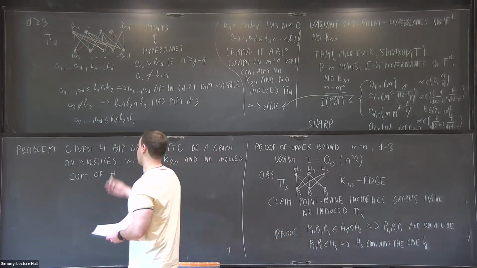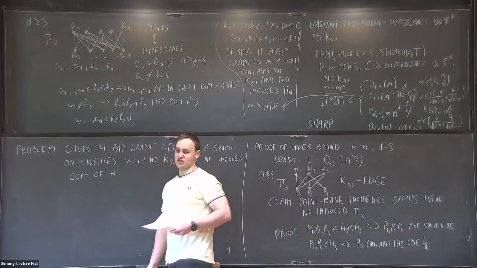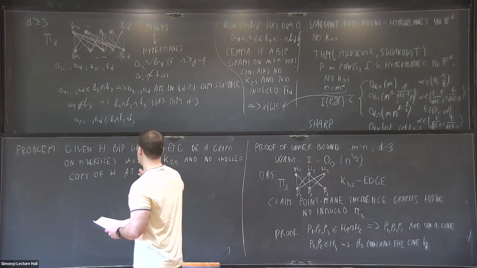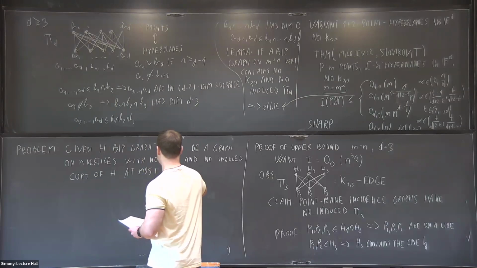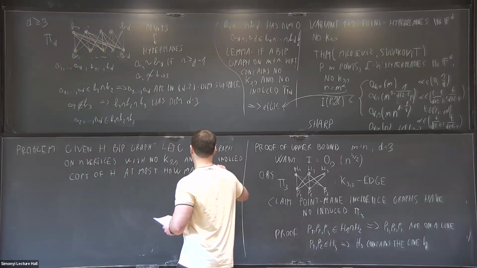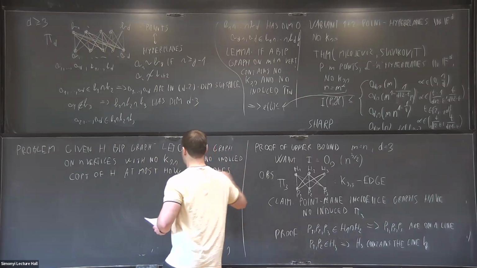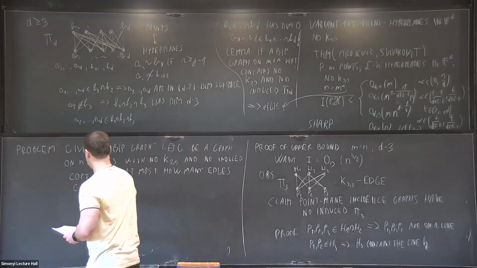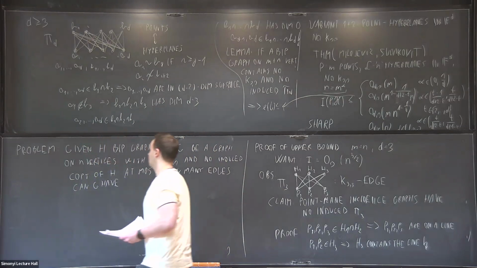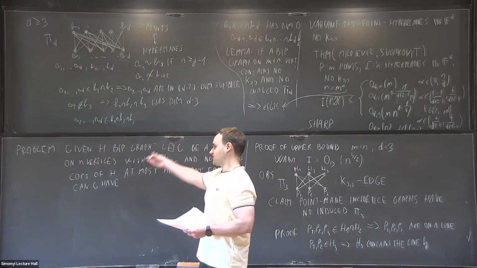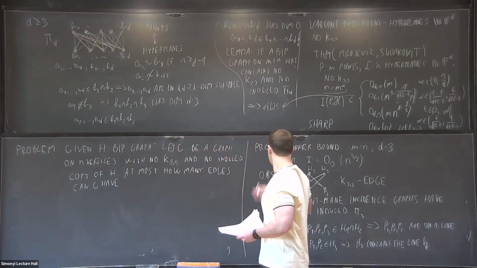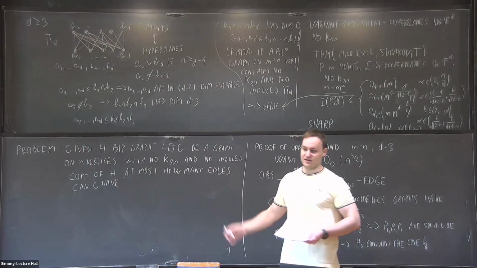Another question is that with these assumptions, at most how many edges can G have? So when H was this pattern P3, or in general Π_d, this result gives you the answer.